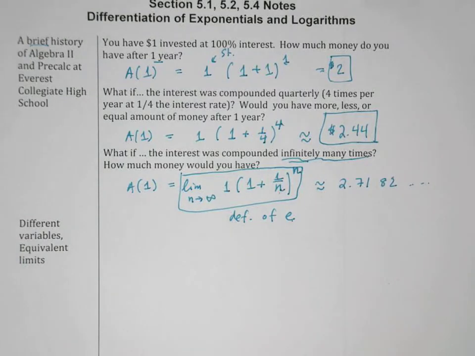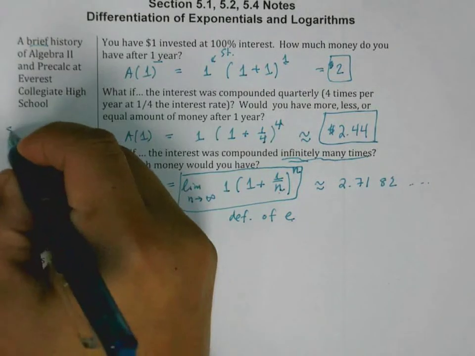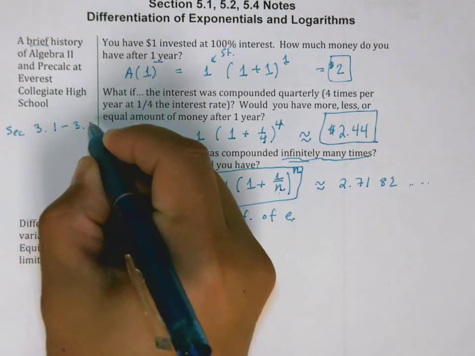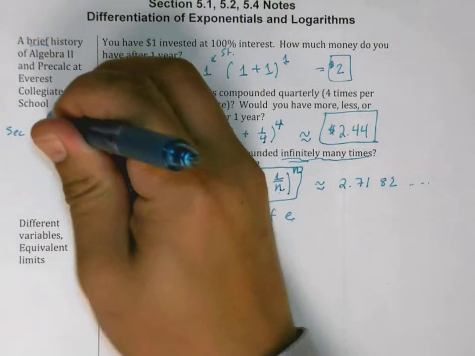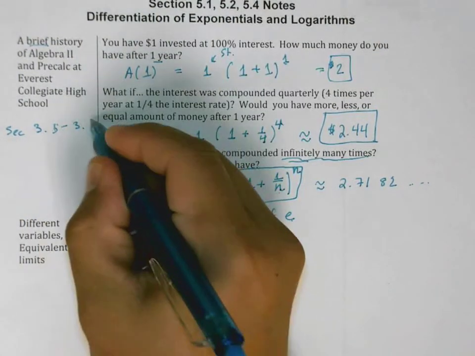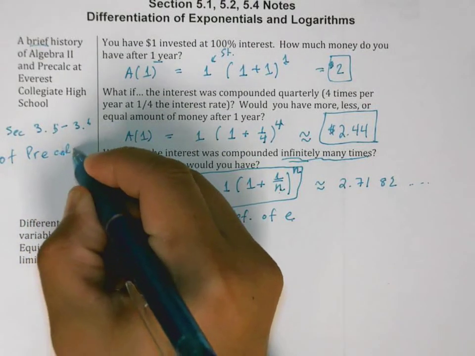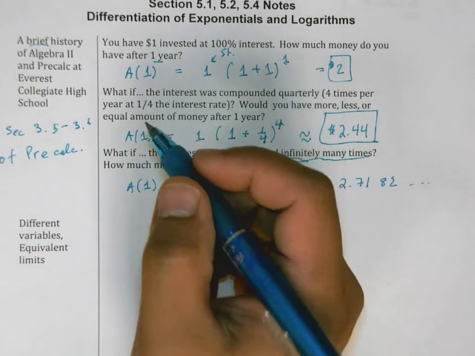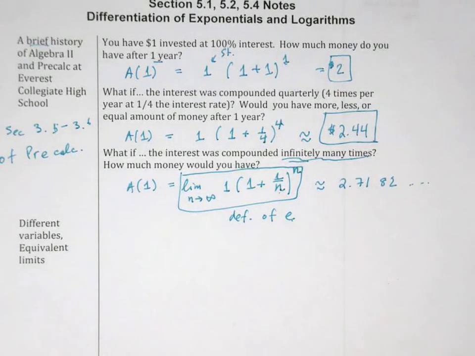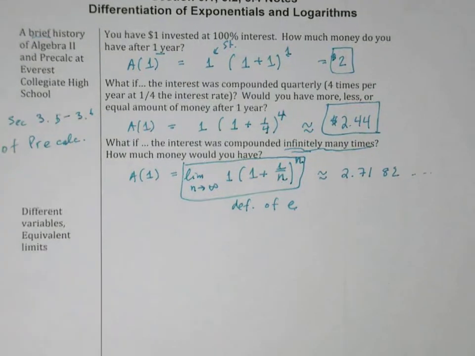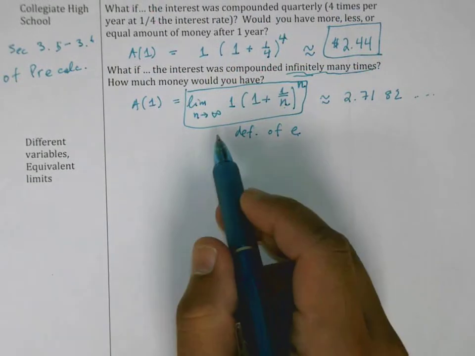This is section 3.1 through, this is sections 3.5 and 3.6 of your pre-calculus textbook if you went to school at Everest. All right, so I'm going to continue on here and just work with this definition for a little bit. So that's one definition of e.